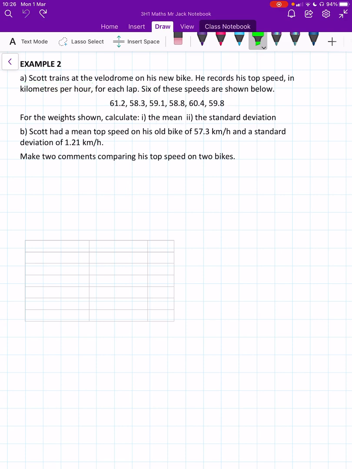Okay. Quick check just to have a look at the data. Is it in numerical order? No, it's not. I prefer to work with the data in numerical order, so that is the first thing I'm going to do. So I'm going to do 58.3, then 59.1. Oh, mistake. We've got a 58.8 in there, so let's just do that first.